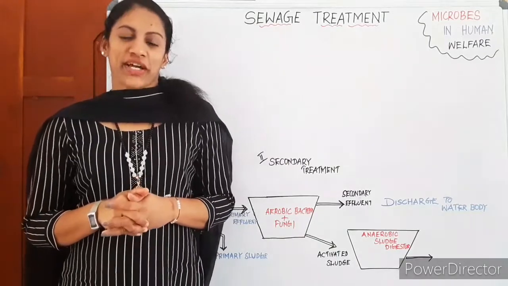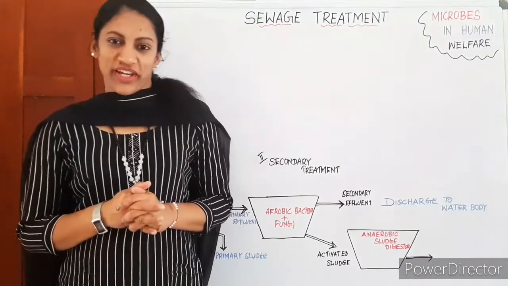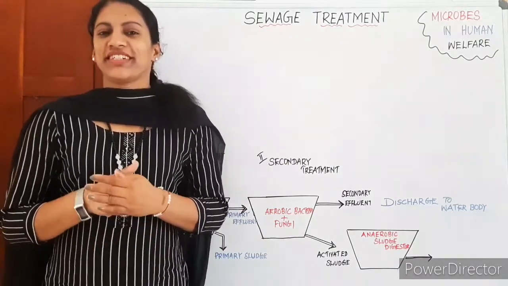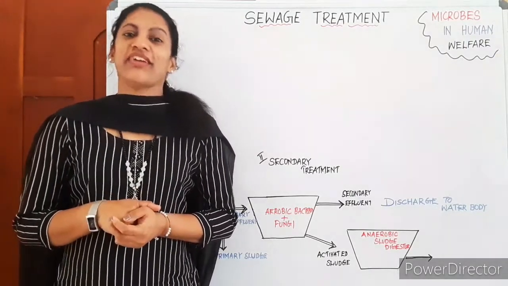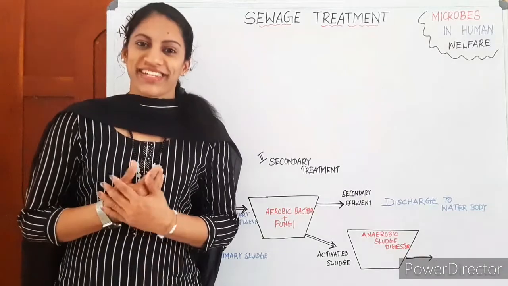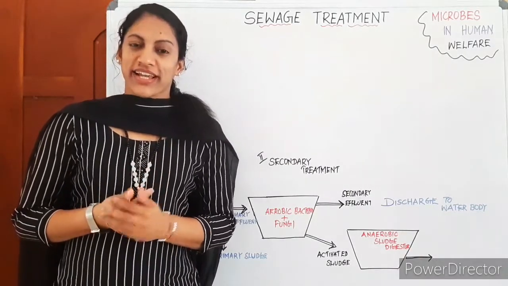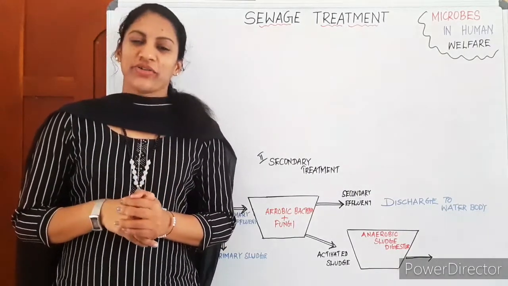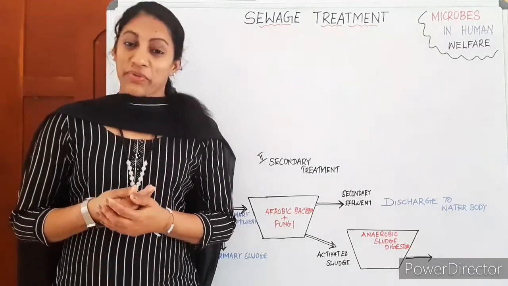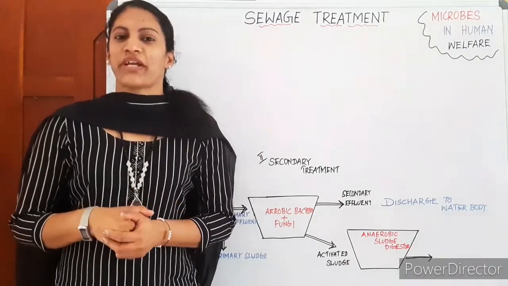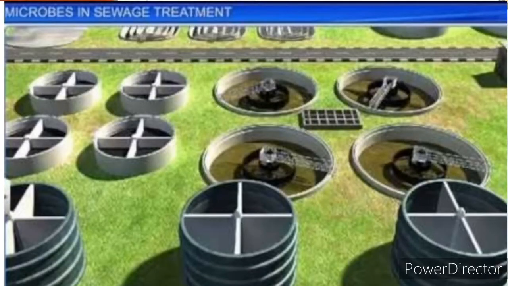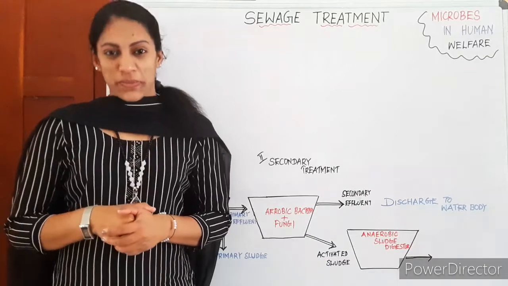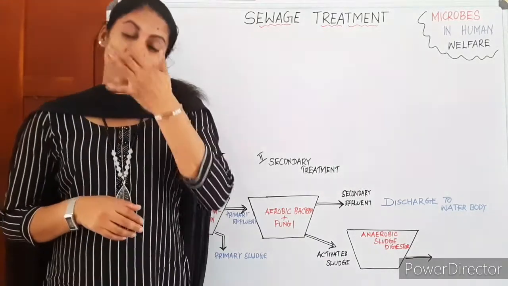We were discussing the chapter Microbes in Human Welfare, and we have almost completed the use of microbes in producing household products and industrial products, exactly as per what is given in your book. There are so many extra products obtained from microbes. Today we are discussing the role of microbes in sewage treatment. It's an important topic.